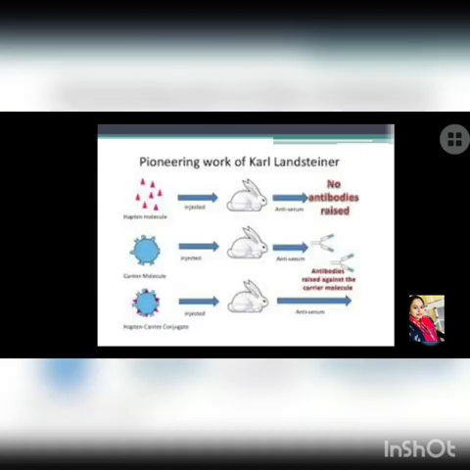In this picture we can see that whenever a rabbit is injected with a hapten molecule alone, no antibodies are raised. When the rabbit is injected with the carrier, the antiserum contains the antibodies raised against the carrier molecule. But the response with the hapten-carrier conjugate is a little higher than with the carrier molecule alone. So this hapten-carrier conjugate elicits an immune response and is better at eliciting it than the carrier molecule.